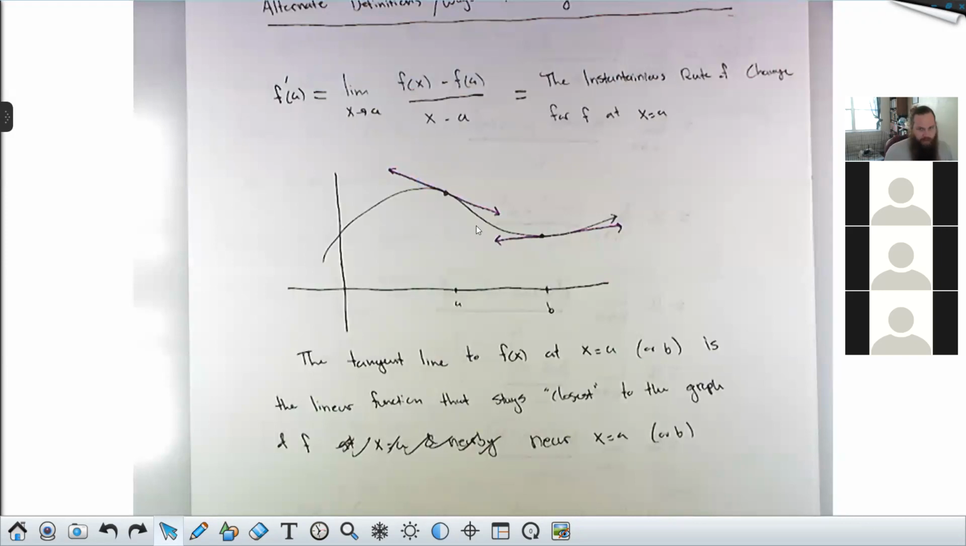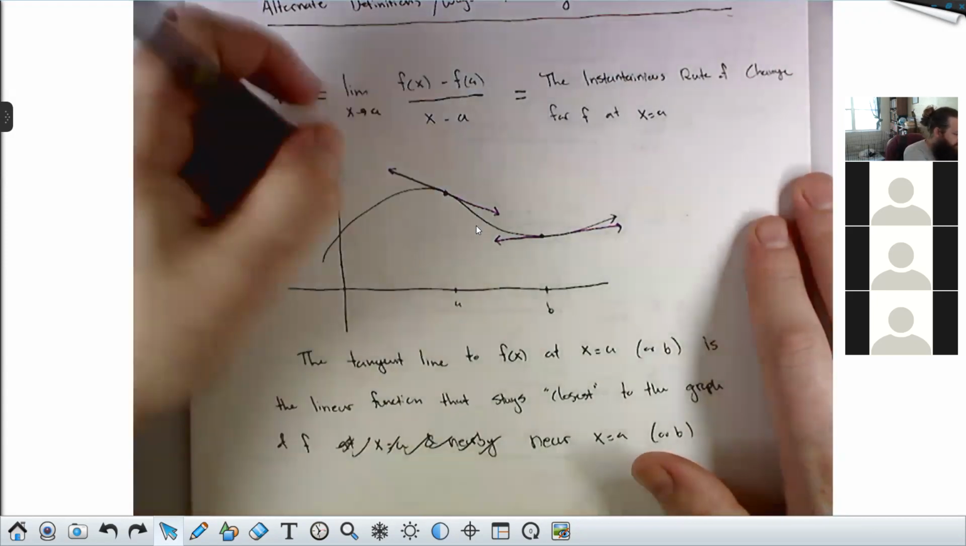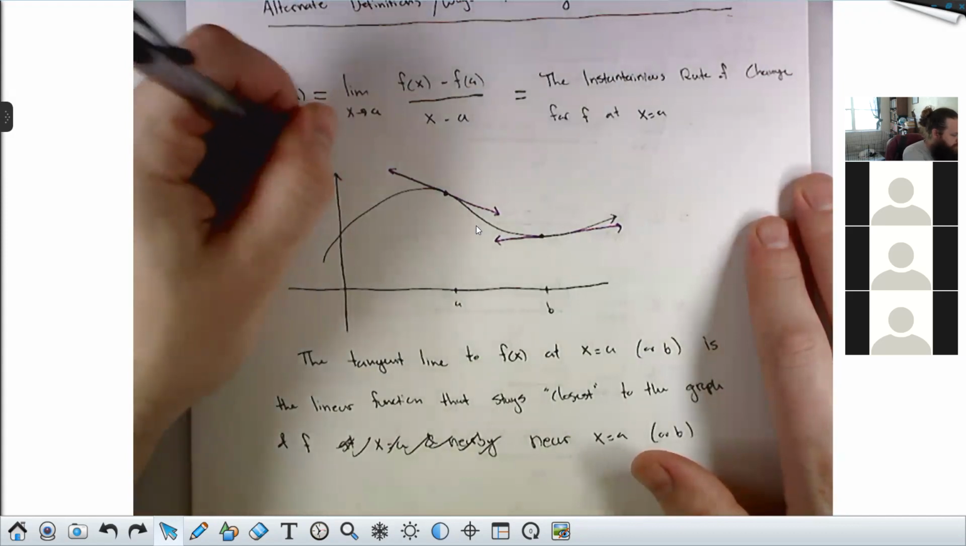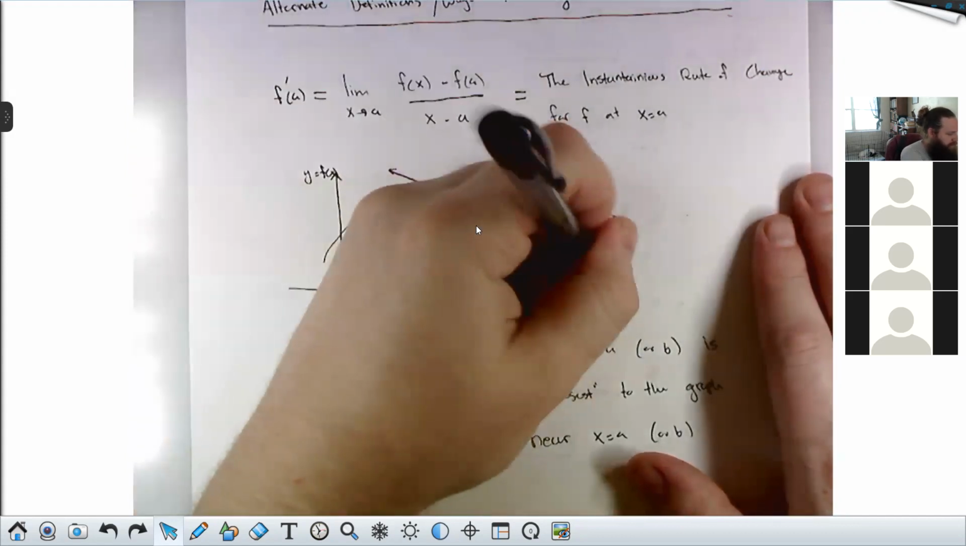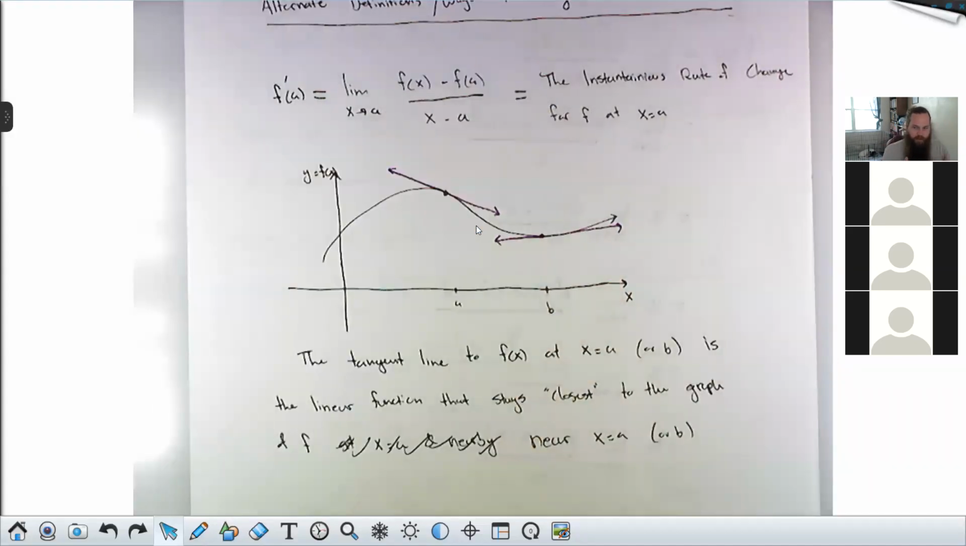To people who study a certain kind of geometry called differential geometry, this is actually the definition of the derivative that they use. They say the derivative is the unique linear function that minimizes the distance from the original to that linear function on some open interval centered at a. So of all the lines that go through this point, the tangent line is the one that stays closest to the graph of f. And that will be very useful in one of the application sections we're going to look at.